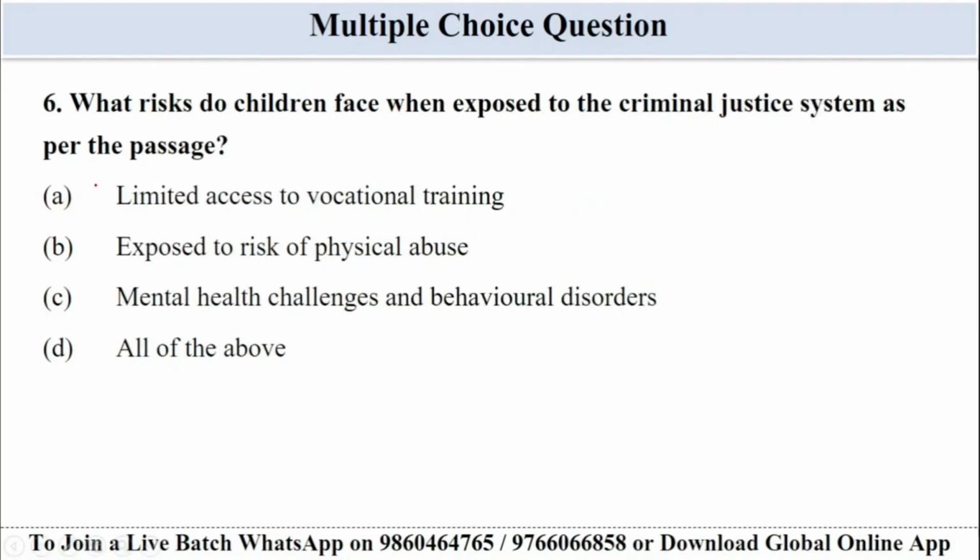Let's move to the last question of this session. What risk do children face when exposed to the criminal justice system as per the passage? We have options here: limited access to vocational training, exposed to a risk of physical abuse, mental health challenges and behavioral disorders, and all of the above.